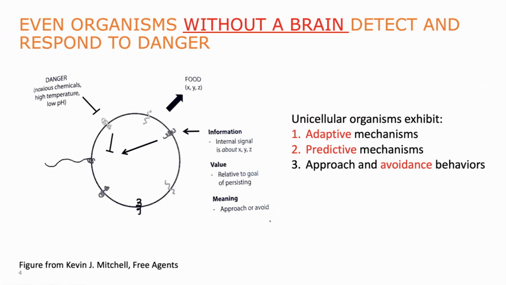So the prototypical example would be a paramecium, for example, which has a flagella that can be used to move in the environment. And to survive, these unicellular organisms need food and need to avoid danger, right? So, in a sense, here we see that the arrow from information towards the flagella would be enhanced towards the direction of food and away from the direction of danger.